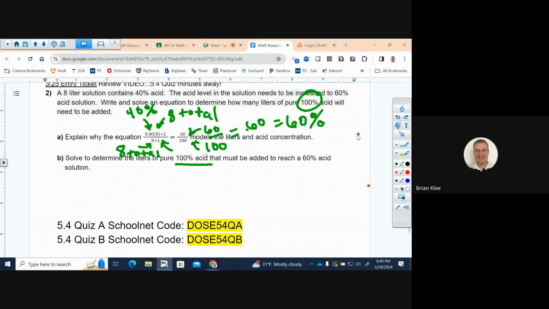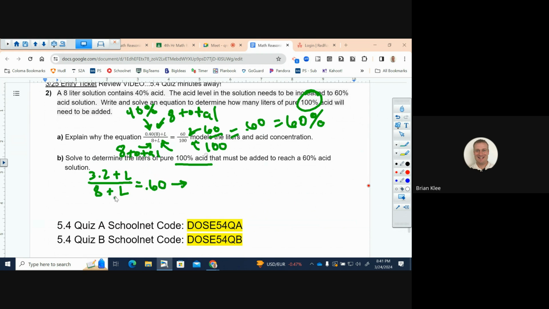So when we get to the second part, actually solving this, first thing we're going to do on our calculator is do 0.40 times 8. So currently 3.2 out of the 8 liters is acidic. If you do 3.2 divided by 8 on your calculator, you get 0.40, which is 40%. 60 divided by 100, like I said in part A, would be 0.60.